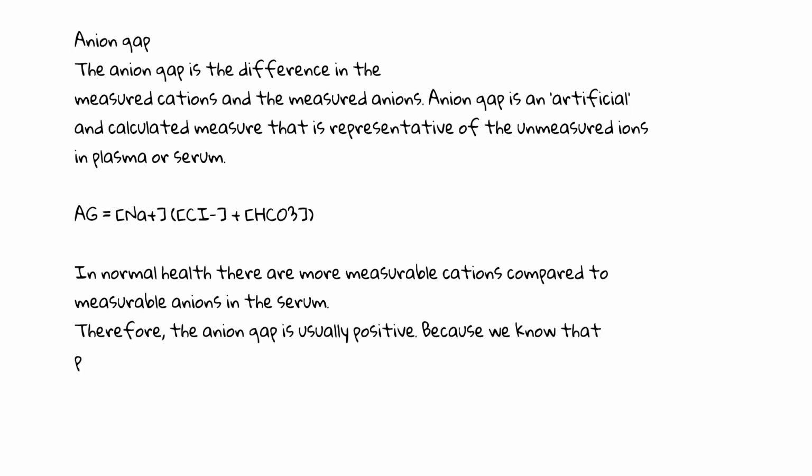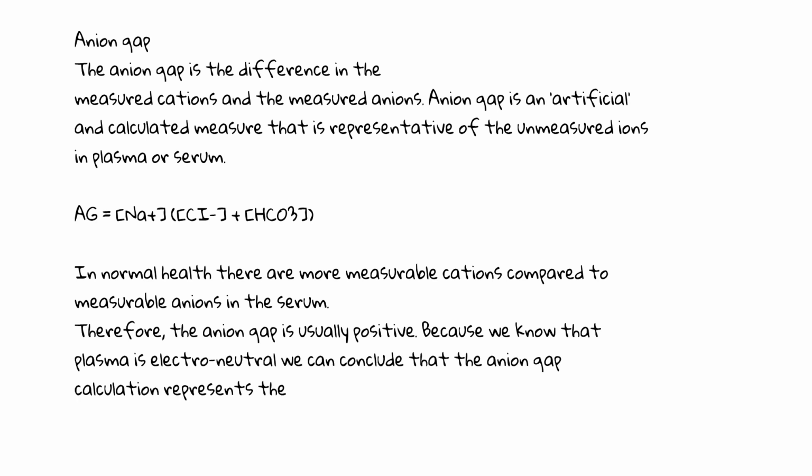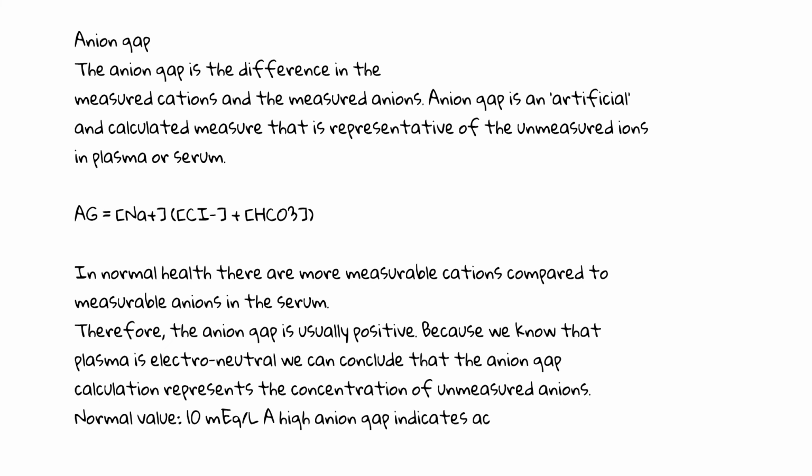Because we know that plasma is electroneutral, we can conclude that the anion gap calculation represents the concentration of unmeasured anions. Normal value, 10 milliequivalents per liter. A high anion gap indicates acidosis. But acidosis does not always mean high anion gap.